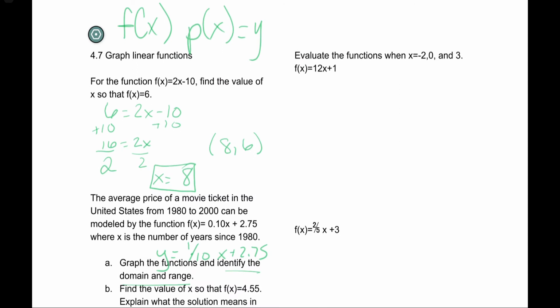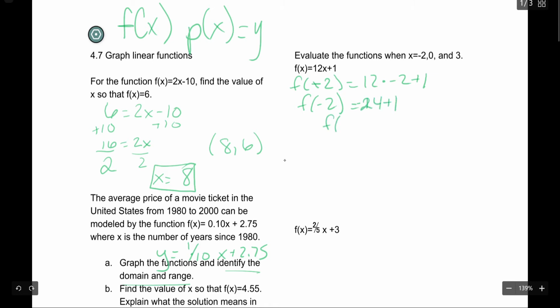To evaluate the function when x is equal to -2, 0, and 3, this means that we're going to find our value of the function at -2. So we're plugging in -2 for x. 12 times -2 plus 1 means your function at -2 is 12 times -2, which is -24, plus 1, means our function at -2 is equal to -23.